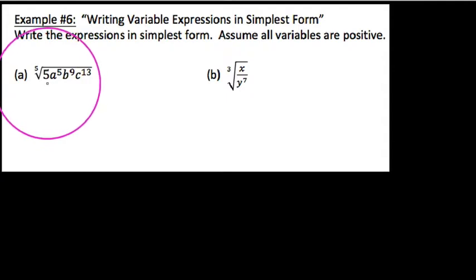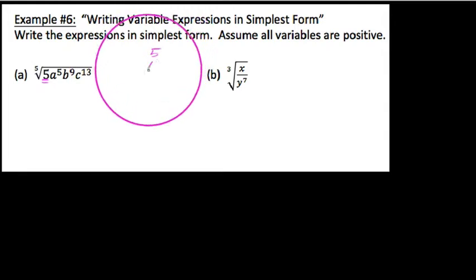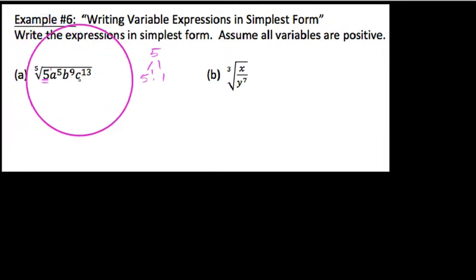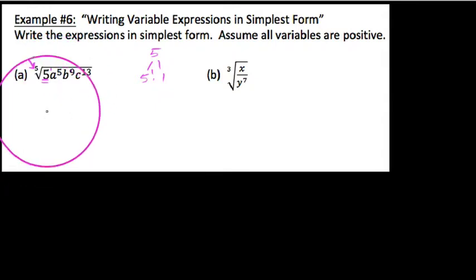So looking at this first expression here, again, I always recommend that if you have a coefficient in here, some numerical value, you write the prime factorization of it. So we could say really just 5 times 1. So 5 to the first, we can leave it that way. So we say 5 to the first, a to the fifth, b to the ninth, c to the 13th. The reason why this is not in simplified form is because if we're taking the fifth root of something that's bigger than 5 here, then that means that we have perfect fifth powers in here.